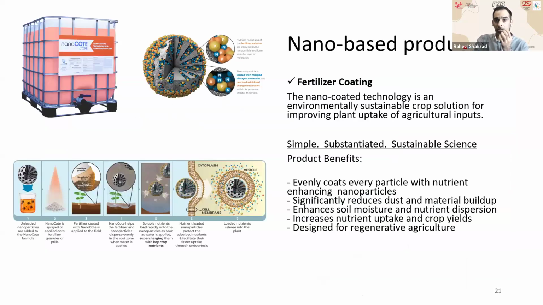One very interesting nano-based product is actually used for coating the conventional fertilizer. So nanoparticles are used as a coating that you apply to conventional fertilizers, and they have checked that it's quite beneficial in enhancing the efficiency of the conventional fertilizer. So this is again a patented product, and it's quite booming.